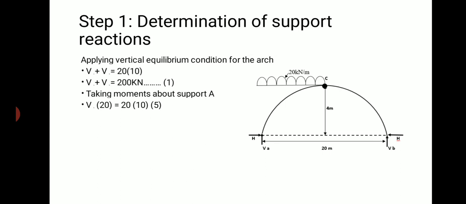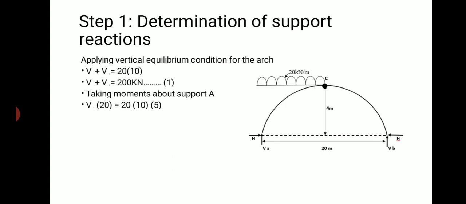So 20 into the span to which it is acting, that is 20 into 10 is the span, into 5. Because the moment will be maximum at the center of the span, therefore we are supposed to consider the center part for the maximum moment. Therefore 20 into 10 is the span into 5. So I just repeat it once again.